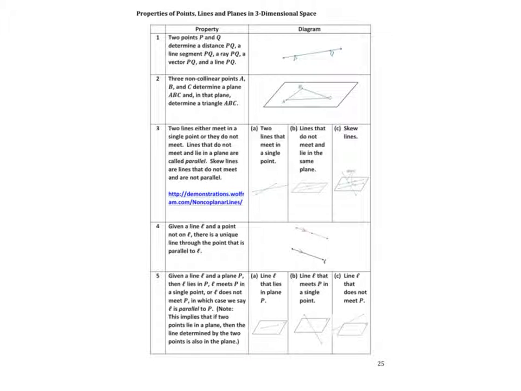Number 3, 2 lines either meet in a single point or they do not meet. So lines that do not meet and lie in a plane are called parallel lines. We also have skew lines that are lines that do not meet and are not parallel. So that's a new term you may not have heard of. So you either have parallel or skew lines.